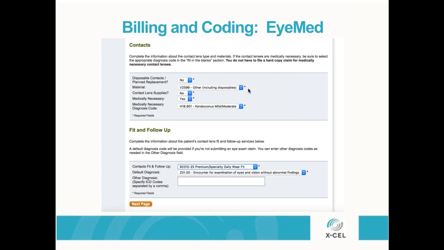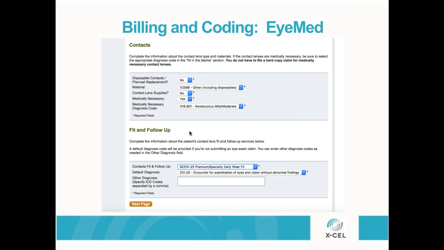So here, you can just see it's not a disposable contact. This was one thing that's kind of confusing. I still don't have a good answer for this yet. Under material, when I'm doing a medically necessary contact, a lot of times I'll do this V2599, which just says other. There is a code in this dropdown that says V2510, which is your rigid gas permeable, and it says next to it, rigid gas permeable. Now, technically, a scleral lens is a rigid gas permeable lens, but V2510 is the corneal RGP code. So I'm not really sure if that's what they're looking for, even though it is a GP material. This is definitely what you use for a hybrid, the other. I use that for my sclerals as well.